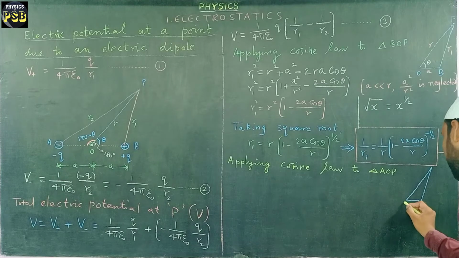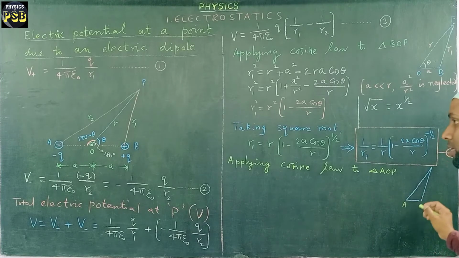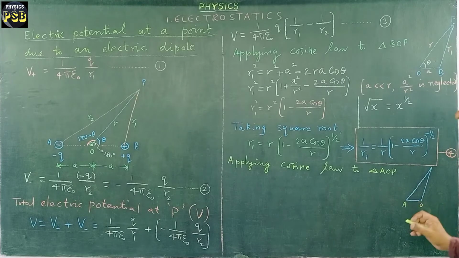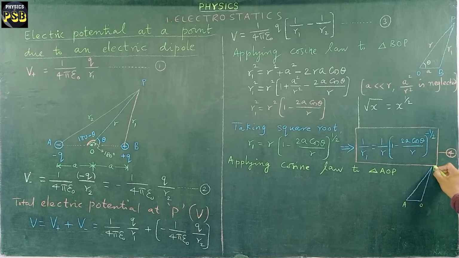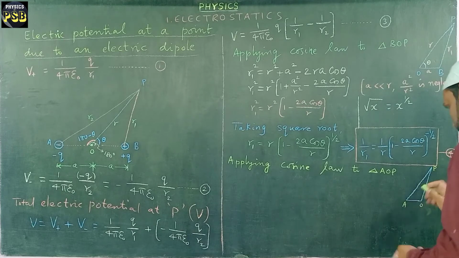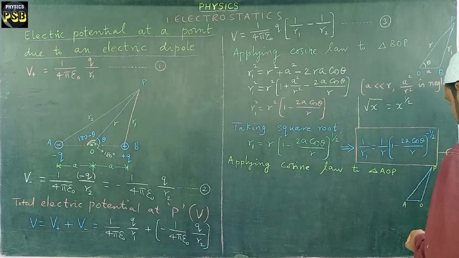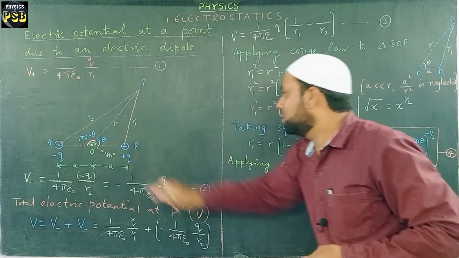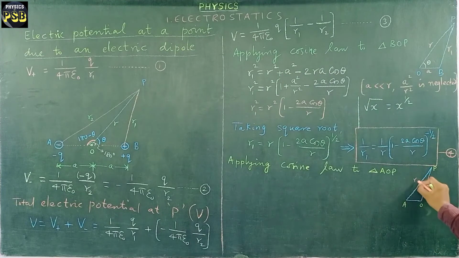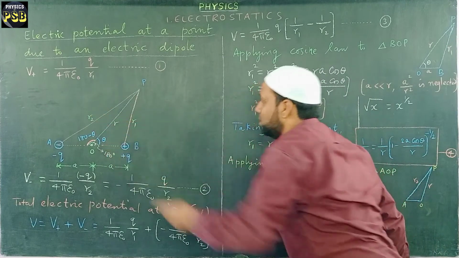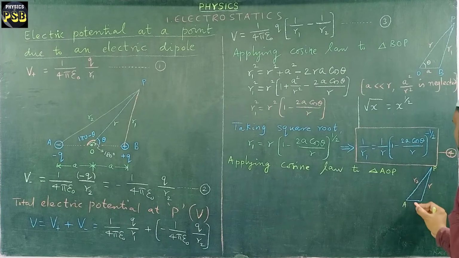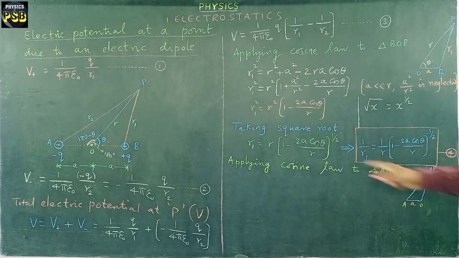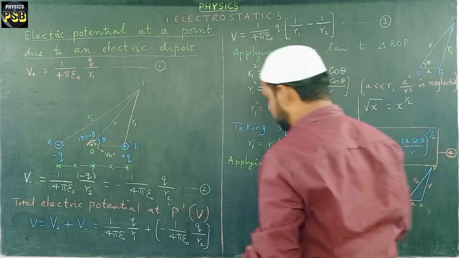This is A, this is O, this is P. The distance between both is nothing but R from the diagram, and the distance between AP is R2, as mentioned here, and the distance between OA is small a.